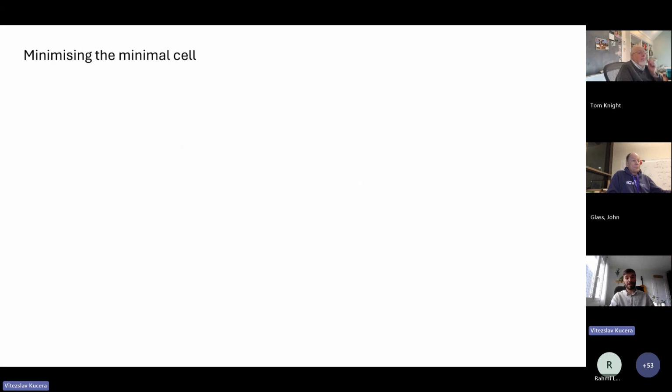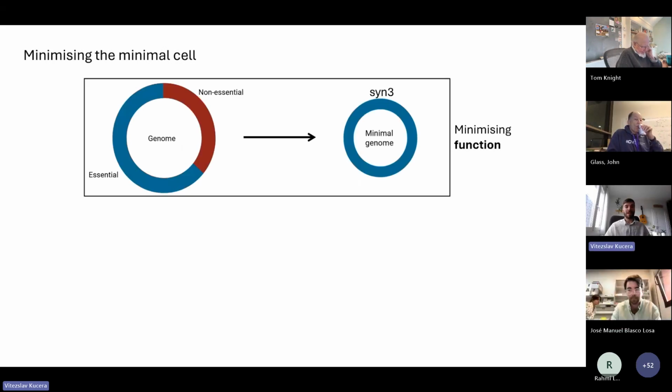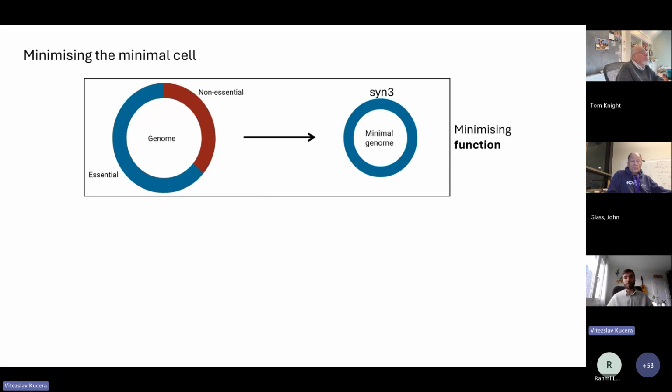minimal cell is already minimal, but it is minimal in terms of its functionality. So when you have the normal cell, it's got a lot of these genes that provide the function of life. And in minimal cell, you reduce these non-essential functionalities of normal cells to a minimum.